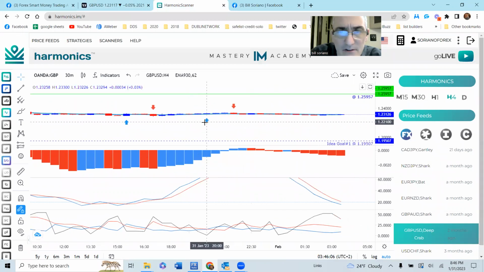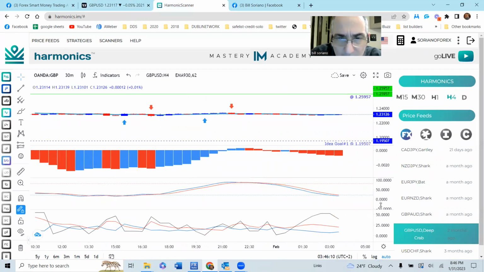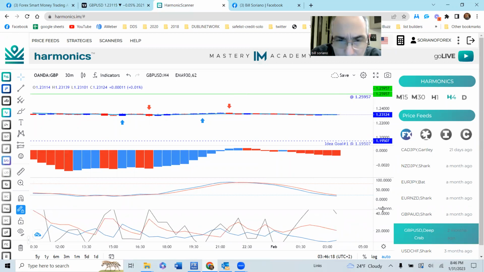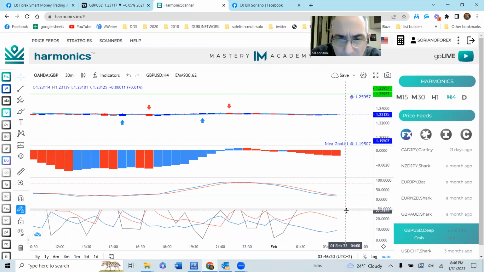Trying to see when the last shift candle here came out. The sellers are still in control there, so that's not a good shift candle.